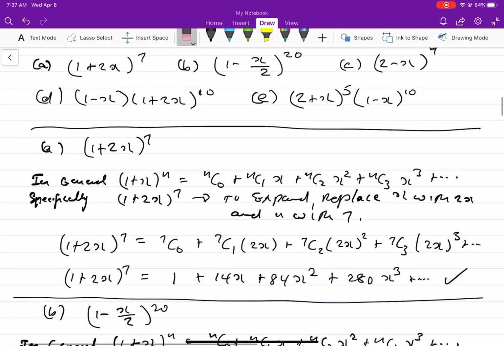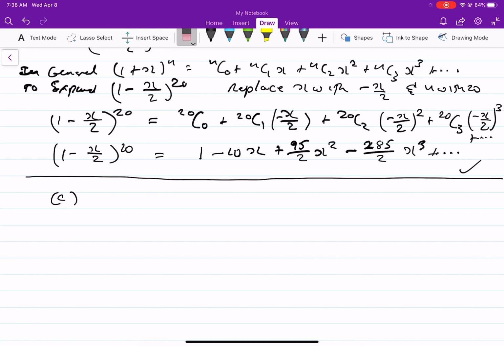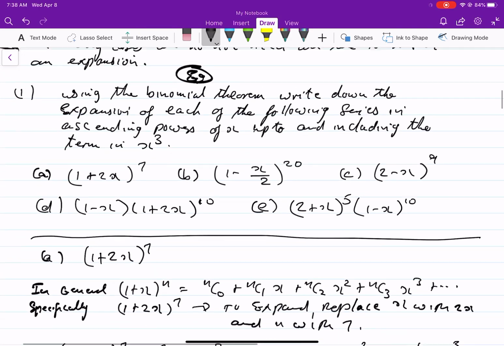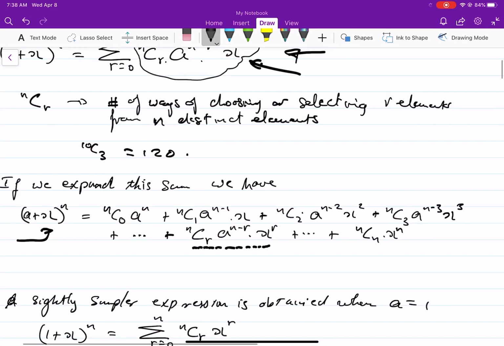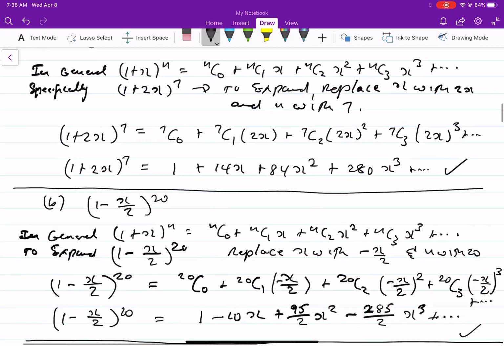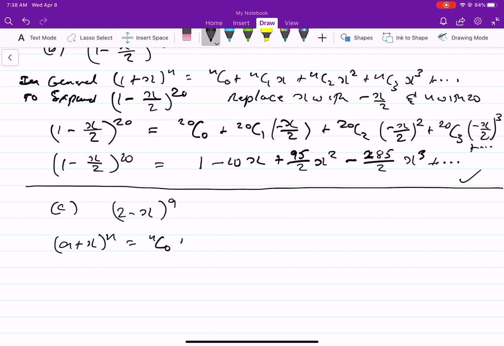2 minus x to the power 9. Now remember, the first term in there is not 1, so you've got to use (a plus x) to the n. (a plus x) to the power n is equal to, let me go back up there, NC0, a to the n, and then the power of a goes down. So that's NC0, a to the n, plus NC1, a to the n minus 1 x, plus NC2, a to the n minus 2, times x squared, plus NC3, a to the n minus 3, times x cubed.